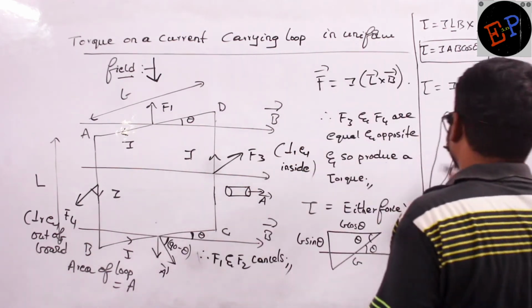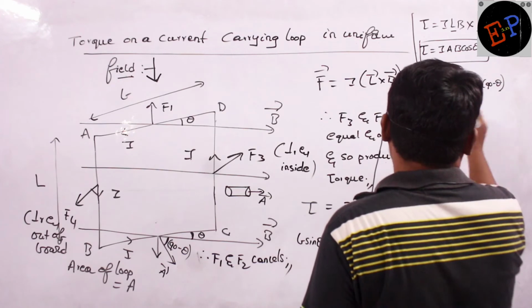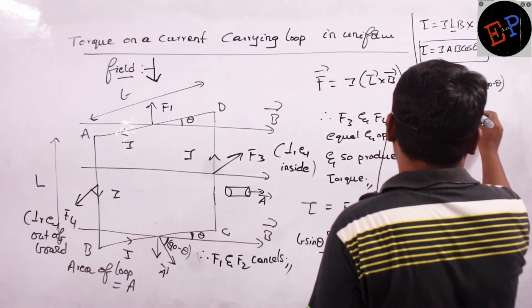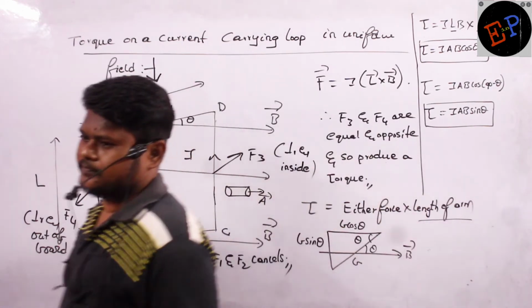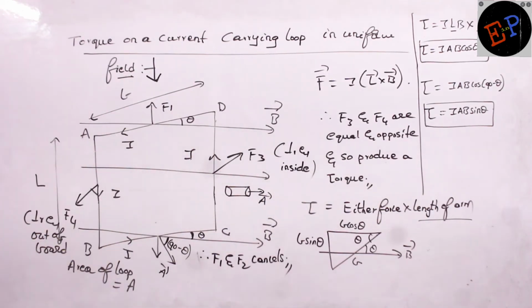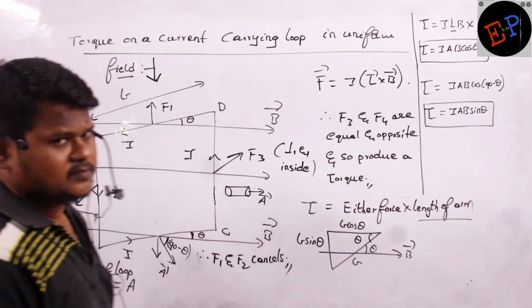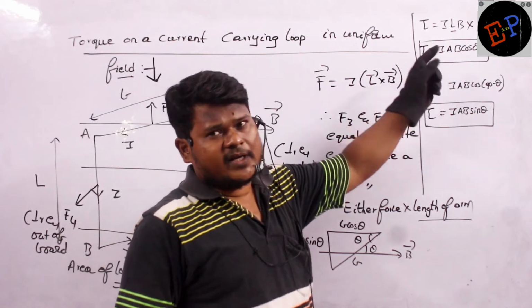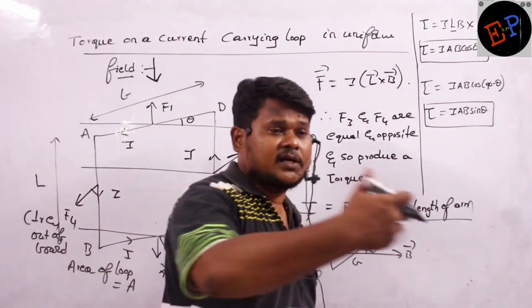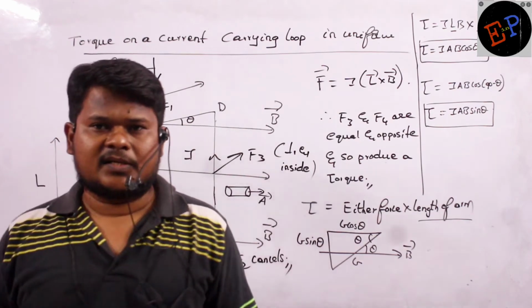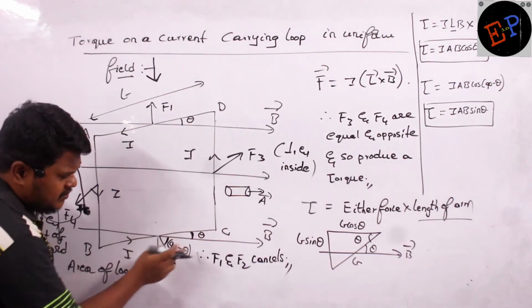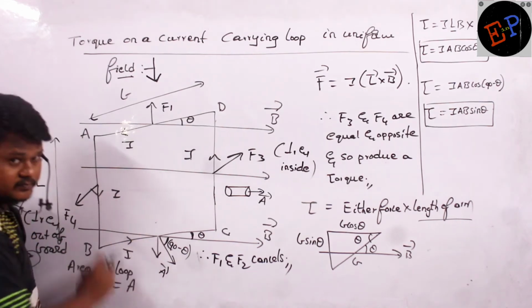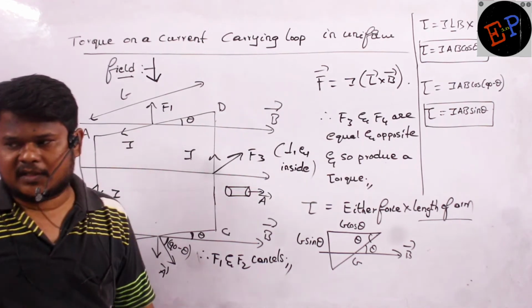Are you able to understand? So cos(90 minus theta) is sin theta. So this is one more equation to calculate torque. But in which condition will we use cos, and in which condition will we use sin? Cos we will use when the angle is taken between the length of the conductor and B dash. Sin we use when the angle is taken between the magnetic field and the area vector of the conductor.